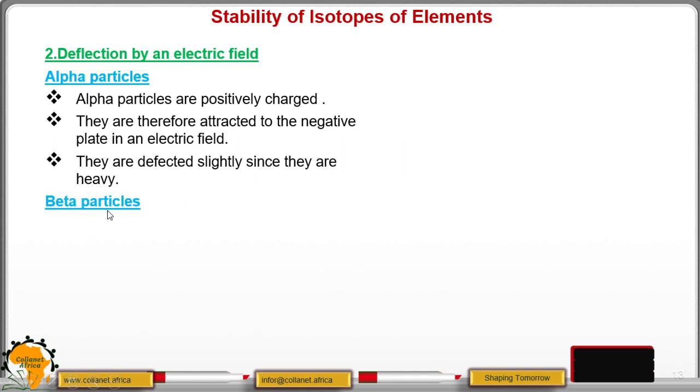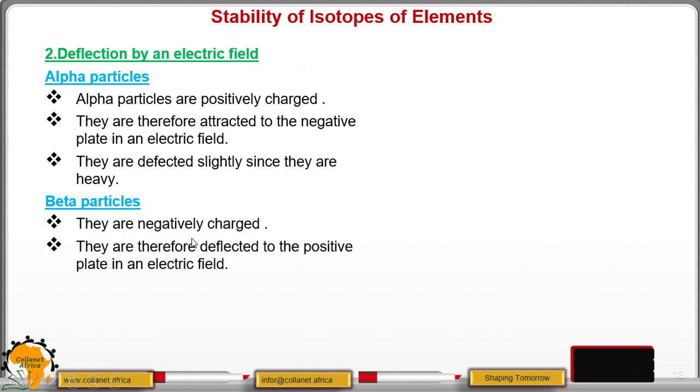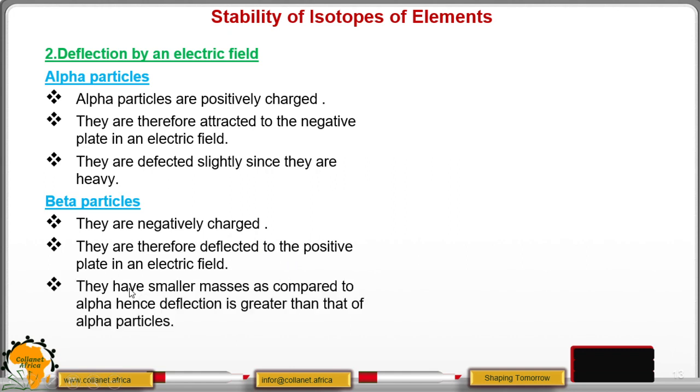When you come to beta particles, we have seen that these ones are negatively charged, and therefore they will be attracted by a positive plate. So when they are moving through a charged plate, they will be deflected towards the positive plate. These are again unlike charges. They will attract each other. They are smaller in mass. They are lighter as compared to alpha, and therefore their deflection is greater as they pass through the charged path. Then we have the gamma rays.